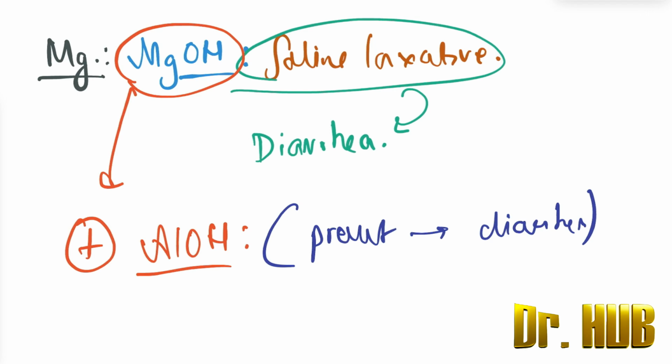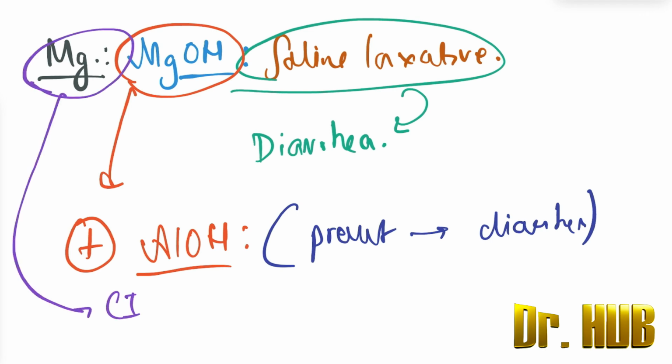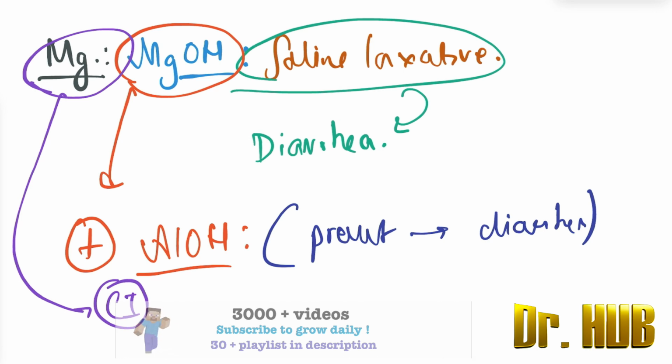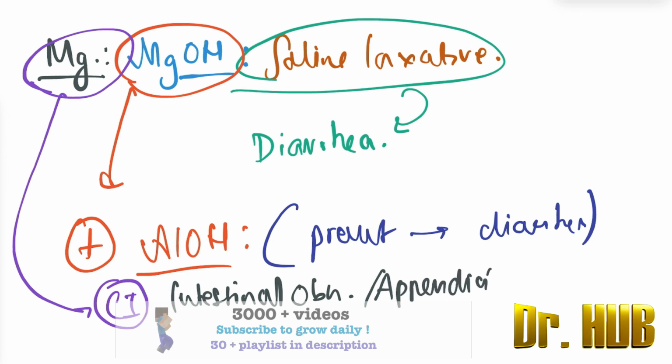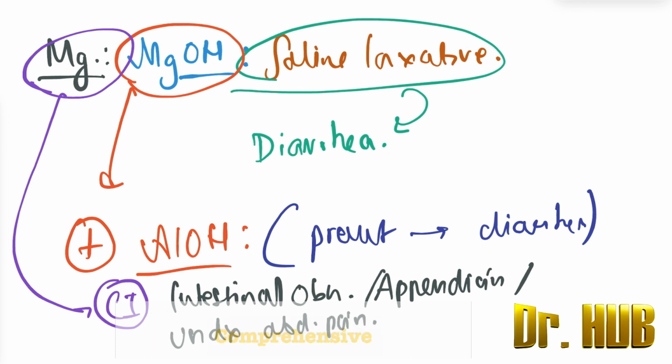Moving on to the other magnesium compounds, they can be contraindicated in clients with intestinal obstruction, appendicitis, as well as undiagnosed abdominal pain.